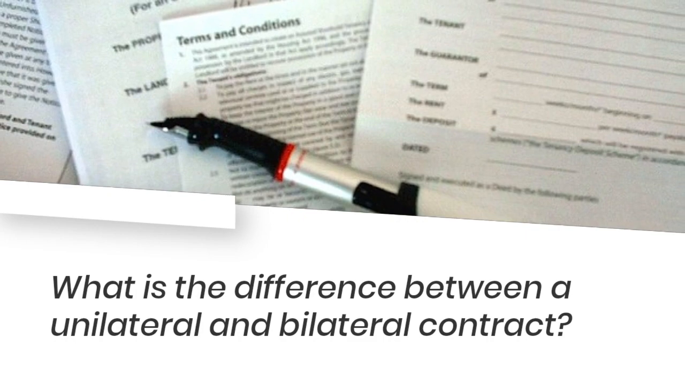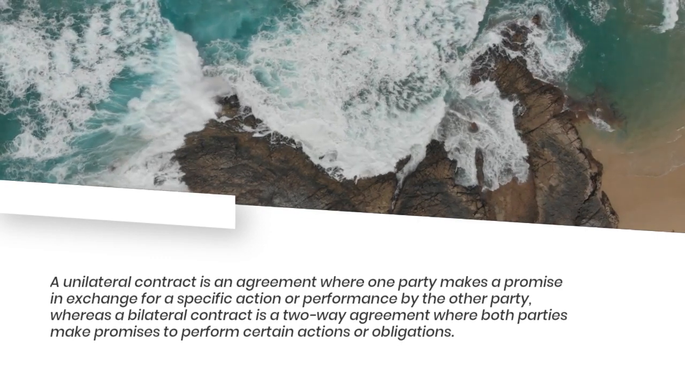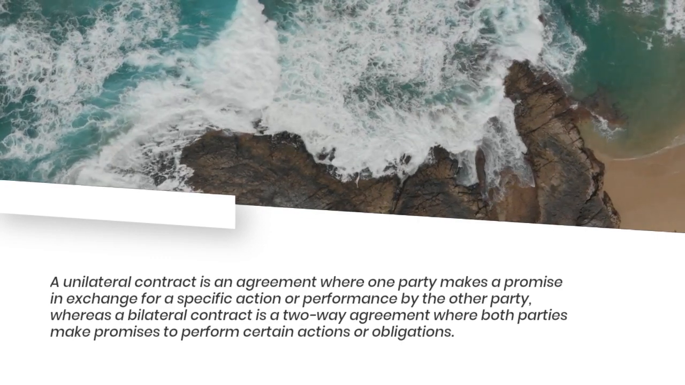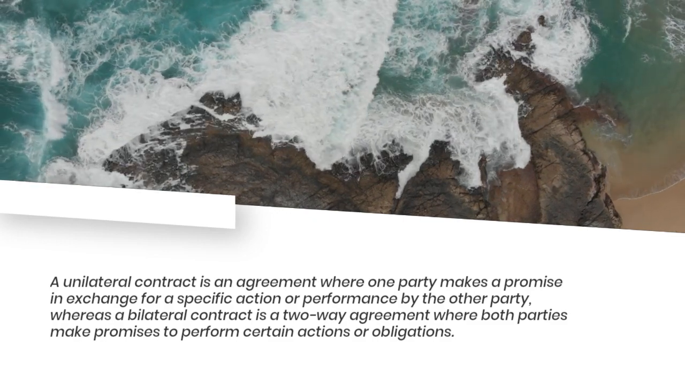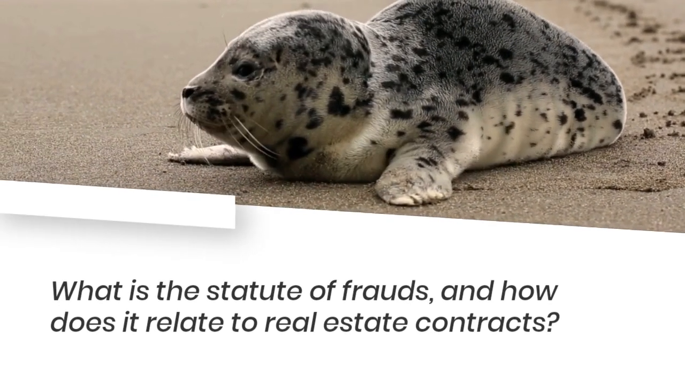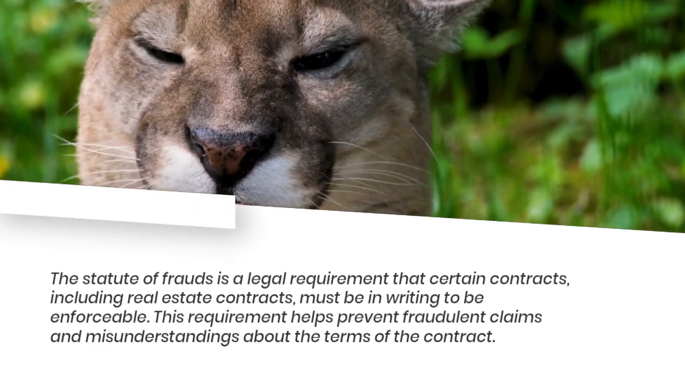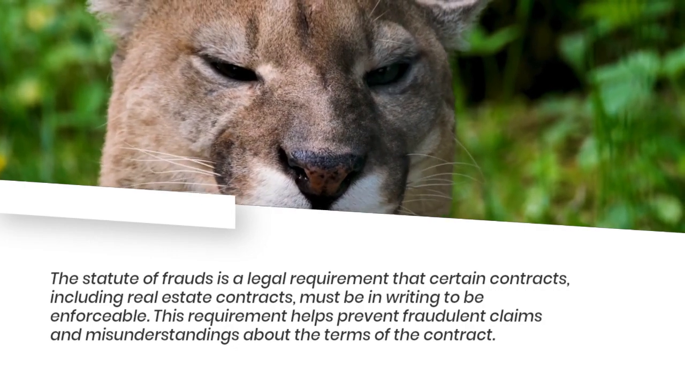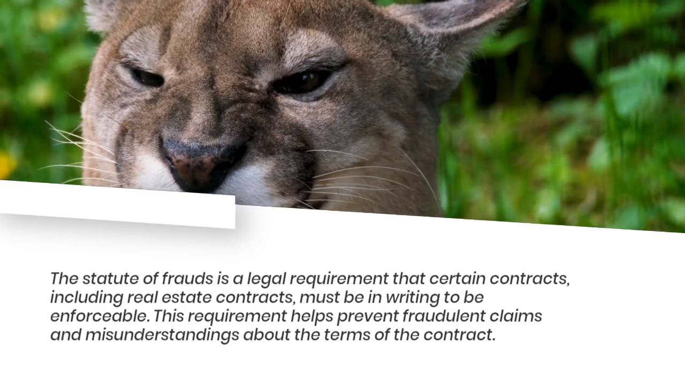What is the difference between a unilateral and bilateral contract? A unilateral contract is an agreement where one party makes a promise in exchange for a specific action or performance by the other party, whereas a bilateral contract is a two-way agreement where both parties make promises to perform certain actions or obligations. What is the statute of frauds, and how does it relate to real estate contracts? The statute of frauds is a legal requirement that certain contracts, including real estate contracts, must be in writing to be enforceable. This requirement helps prevent fraudulent claims and misunderstandings about the terms of the contract.